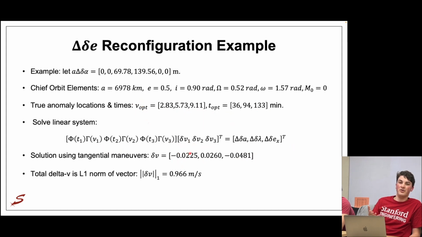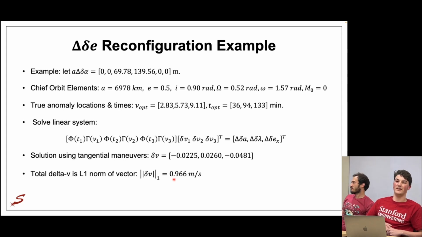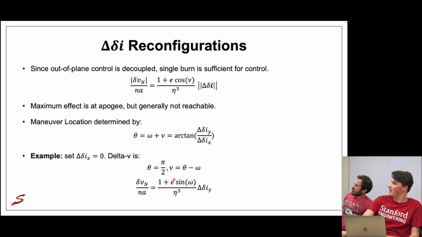And since they're tangential maneuvers, you just take the L1 norm of this vector, and then you arrive at your total delta V. And that's kind of what you need to do in order to size these maneuvers in eccentric orbits, rather than having a nice closed form solution, a single equation that's always guaranteed to be accurate. So that's what we look at there.